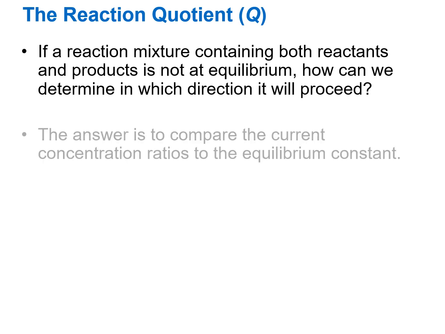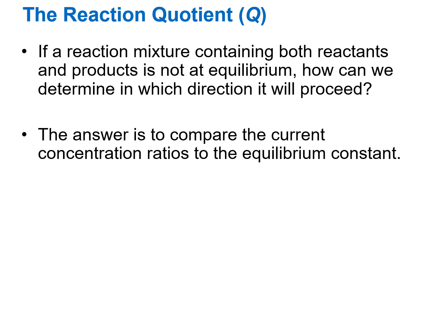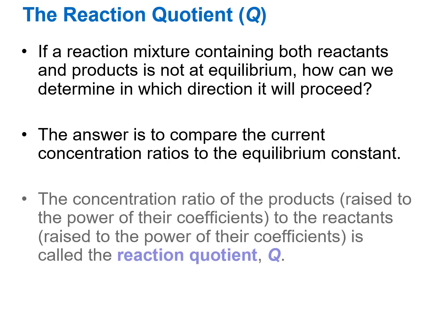Well, there's a way to figure that out. And the answer is that if we take the current concentration ratios and compare those to the equilibrium constant, that will give us some clue of where we are in the process of the reaction. So then the question becomes, what is that current concentration ratio? Well, that's what's called the reaction quotient.